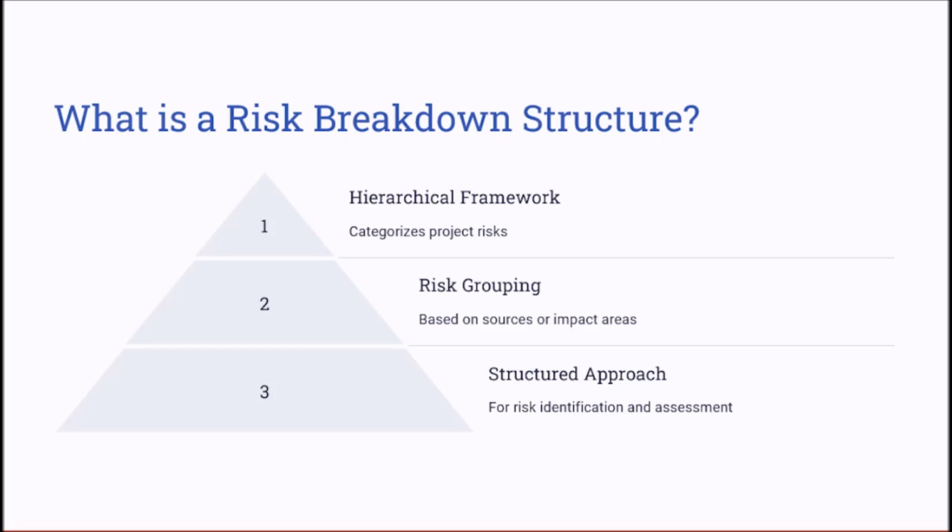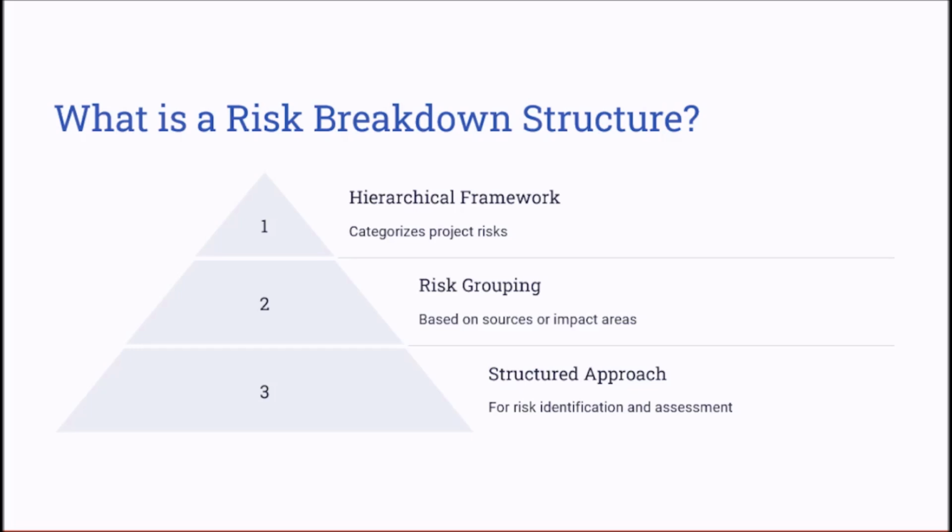Let's start with defining the risk breakdown structure. The risk breakdown structure, or RBS, is a hierarchical tool used in project management to organize risks, similar to the work breakdown structure, or WBS, that outlines the project deliverables, key components, and activities. On the other hand, the RBS focuses exclusively on risks. It categorizes the risks into broad categories at the top level, such as external risks, technical risks, and organizational risks, and then breaks these down into more detailed subcategories.